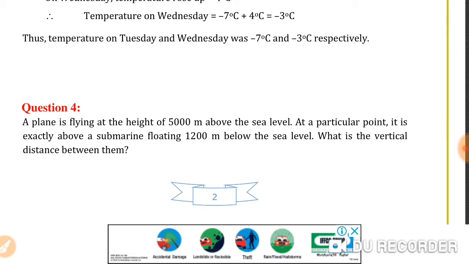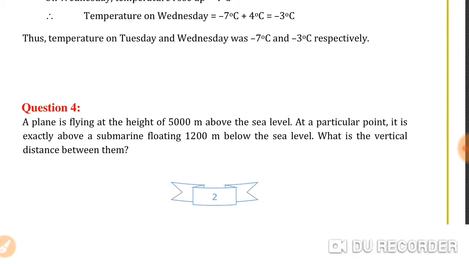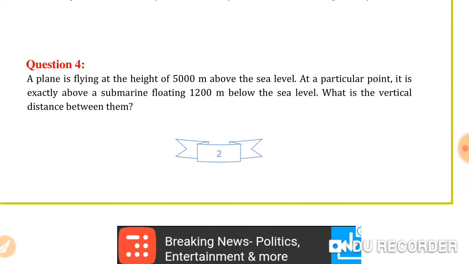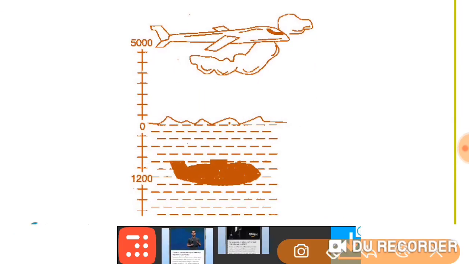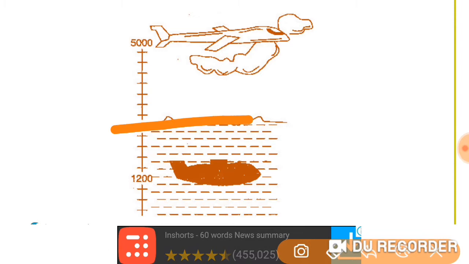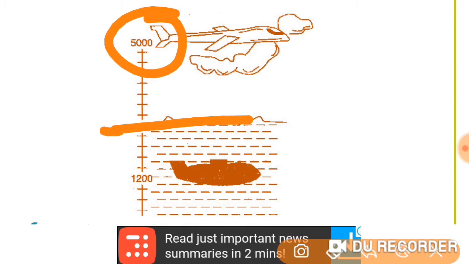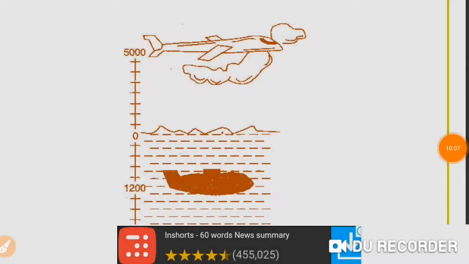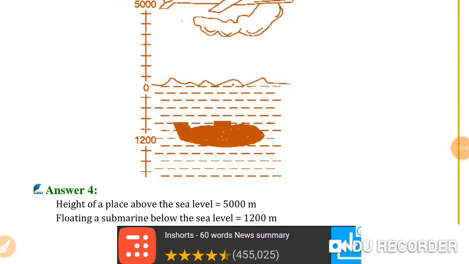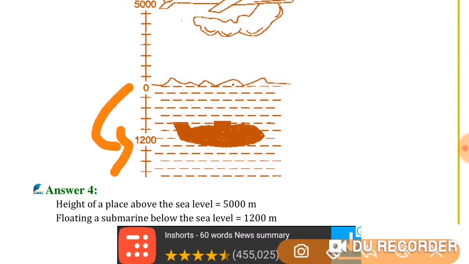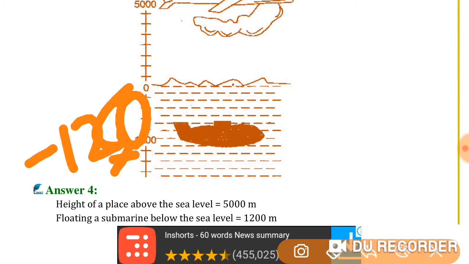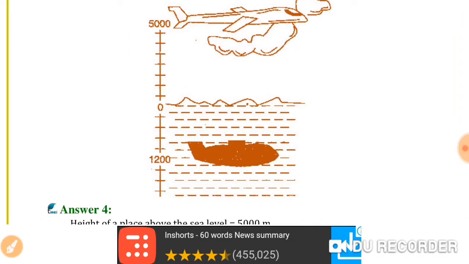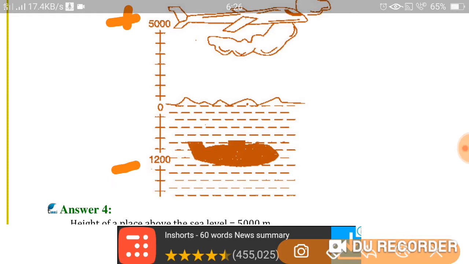So usually we will consider the number line with the sea level also. Sea level we can take as 0, and the plane is flying 5,000 meters above, and the submarine is floating 1200 meters below the sea level. That means below 0, minus 1200 it represents. If it is above, it is positive; below, it is negative. Keep it in mind.